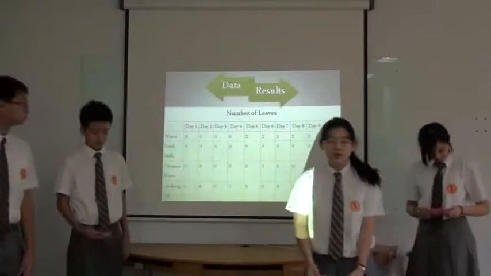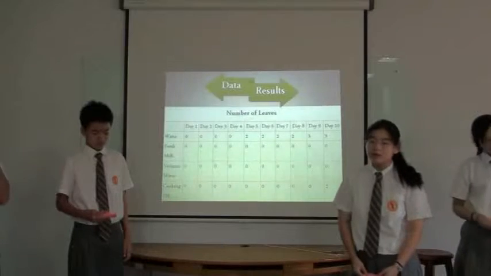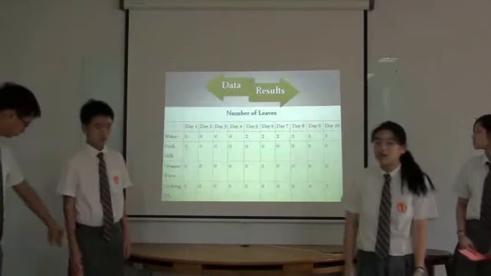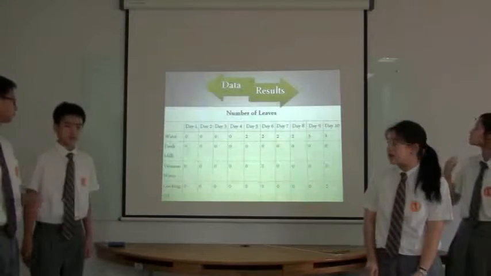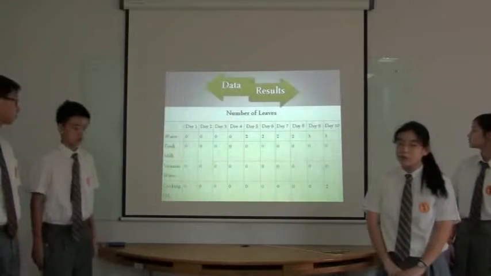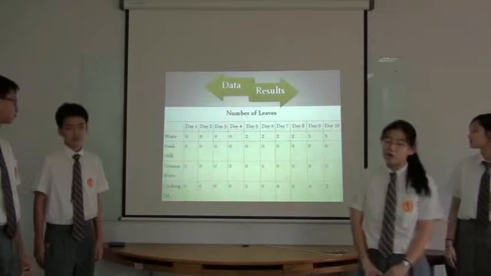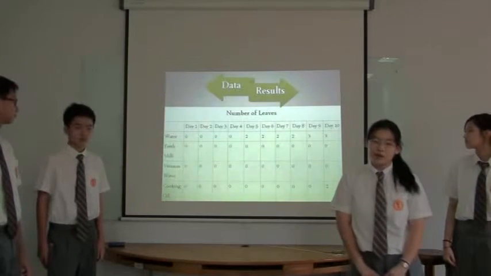So this table shows the number of leaves that each plant has grown from days 1 to 10. As you can see, water has grown up to 3 leaves at day 10, and cooking oil has grown up to 2 leaves, but the fresh milk and vitamin water didn't grow any leaves at all.